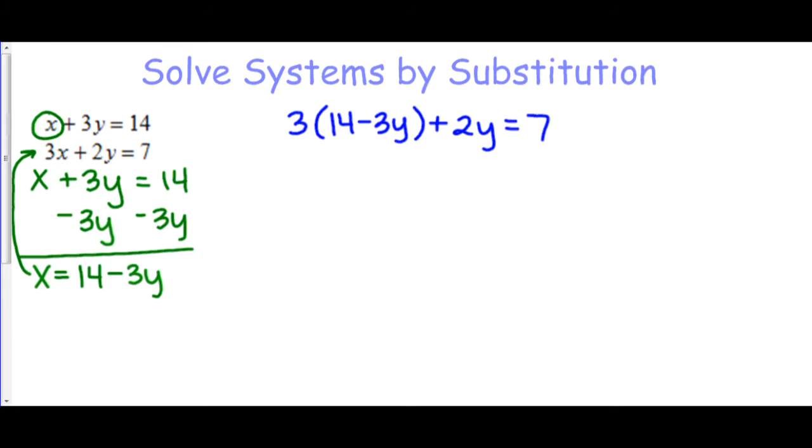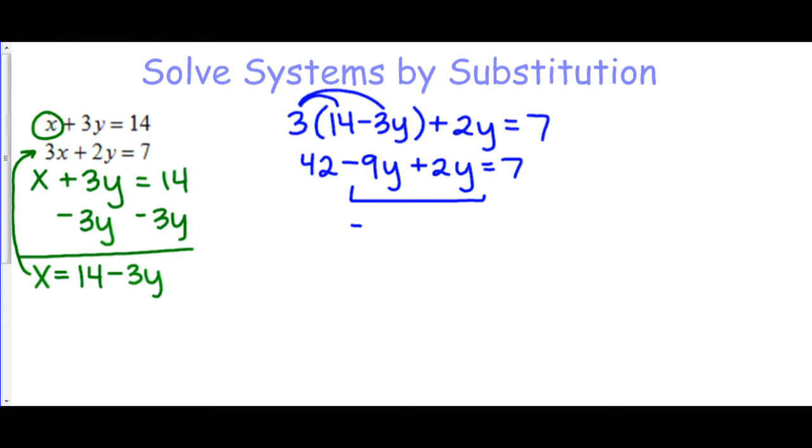Now, like in the first example, I just have to solve for the remaining variable, which this time is y. So I'm going to distribute the 3 to the 14 and the negative 3y. So 3 times 14 is 42. 3 times a negative 3y is a negative 9y. Plus the 2y that was there still equals 7. I'll simplify by combining my like terms. So a negative 9 plus 2 gives us a negative 7y. I still have the 42 and the 7.